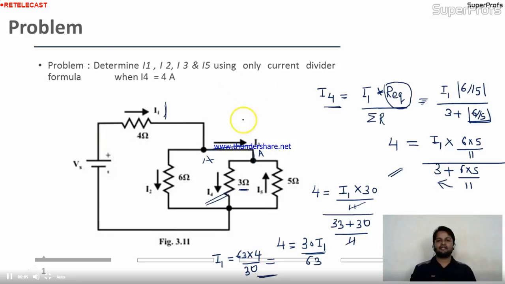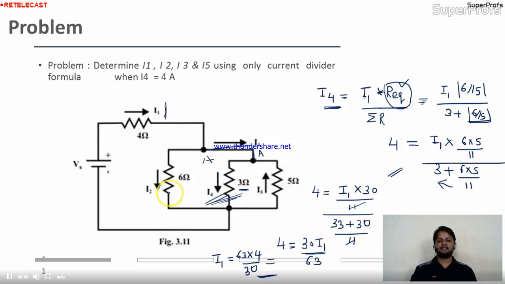See, we have seen the formula for two parallel connected elements, but here we have 3 elements. So suppose we are considering this branch, I am going to apply the current division formula for this branch. I4 is the current, and the source current is given as I1 here, that's why I am taking I1. Multiply with the opposite branch resistance. But we have two opposite branches, that's why I am taking the R equivalent. I need a single resistance here to multiply with I1. So that's why I resolve these two branches.